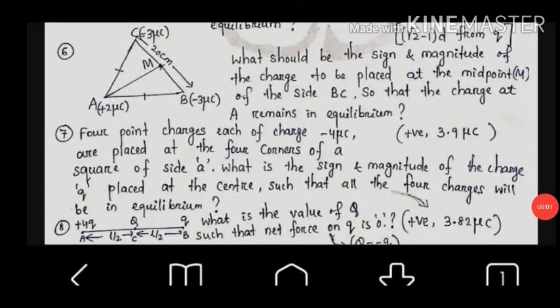Hello students, here is your question number 4 I am going to solve. In this question it is question number 7, but I am doing just serial number 4.